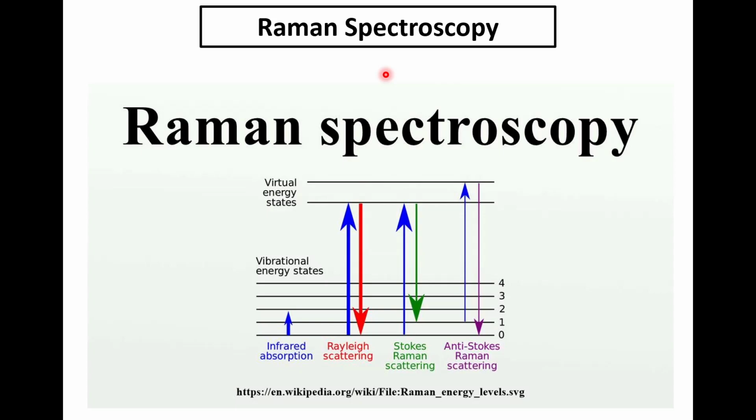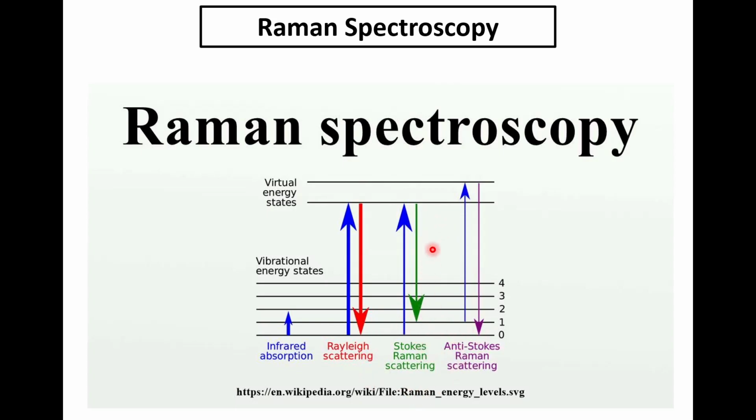Ideally, when energy is absorbed and from the higher energy level it comes back to the same vibrational energy state, that kind of scattering is known as Rayleigh scattering. But if it is not coming to the same vibrational energy state, rather it is coming to a higher vibrational energy state, then it is known as Stokes-Raman scattering.